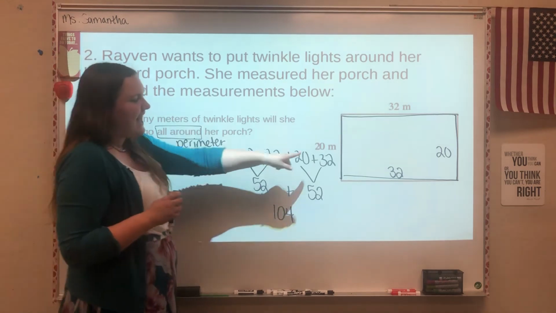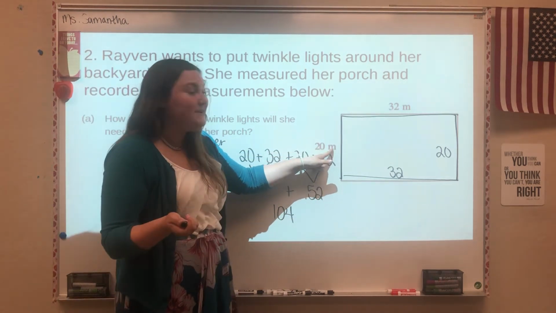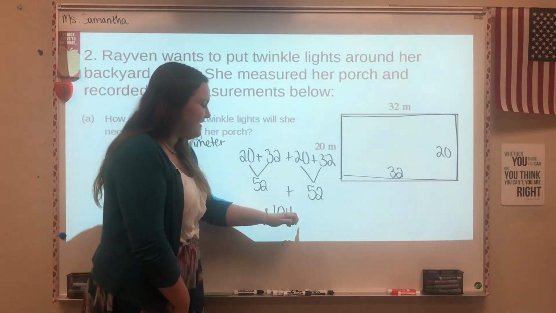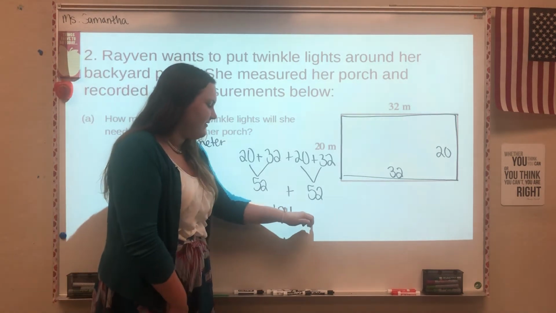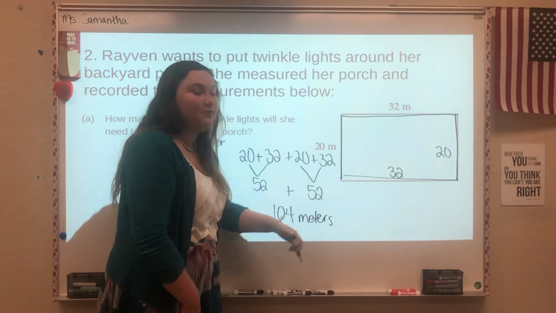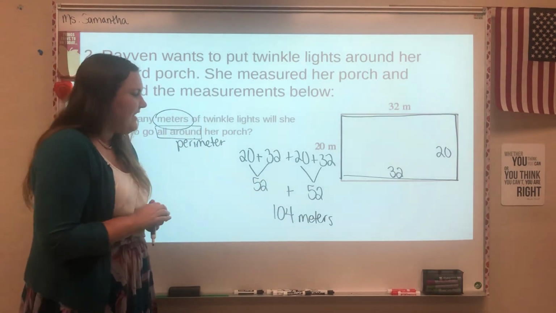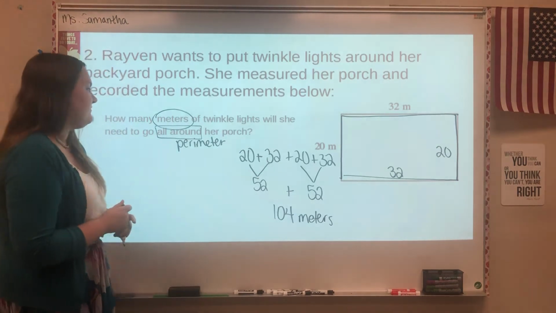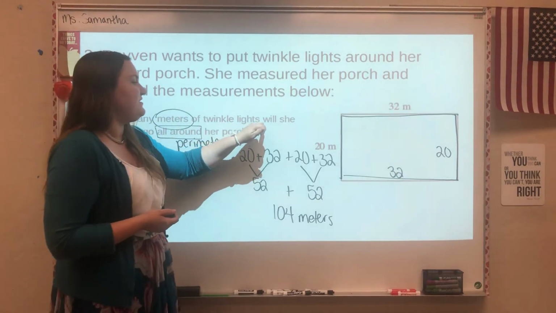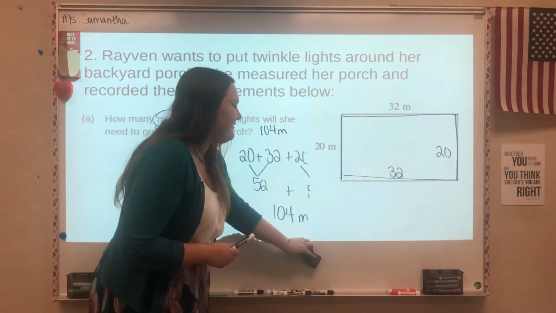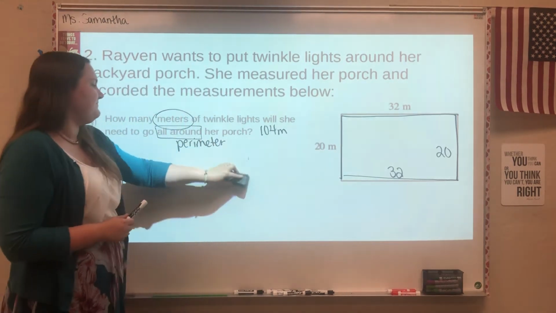In this case, M is the abbreviation we use for meters. The question also said meters, so just make sure you're answering 104 meters. Or you could even write a sentence saying Raven needs 104 meters. Now this is the first part of the question. The first part is how many meters does she need? She needs 104 meters. I'm gonna erase this to make room for the second part.